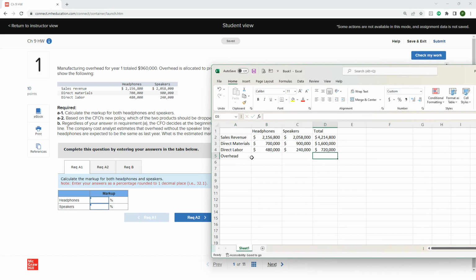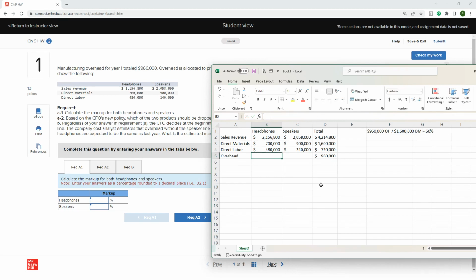We have the total overhead of $960,000, but we have to allocate the appropriate portions to headphones and to speakers. The problem tells us that overhead is allocated based on direct materials, and so we have to calculate the percentage of overhead compared to the direct materials cost. So we're going to do $960,000 of overhead divided by $1,600,000 of direct materials, which we just calculated, and that equals 60%.